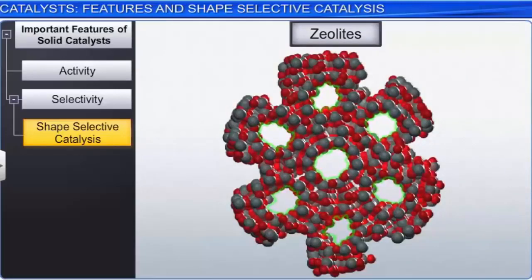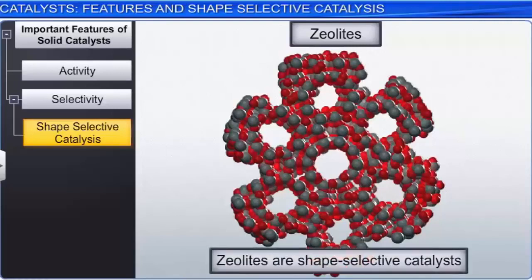In other words, the reaction taking place in a zeolite depends upon the shape and size of the reactant and product molecules, as well as the pores and cavities of the zeolite. It means that they are shape-selective catalysts.